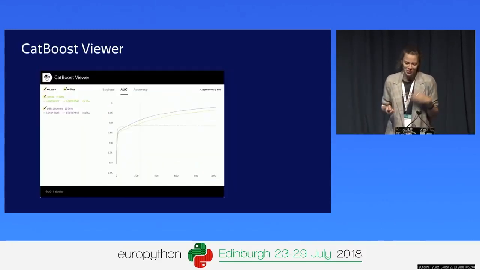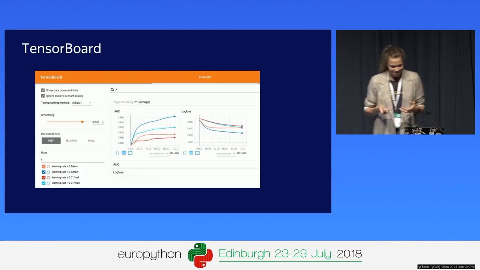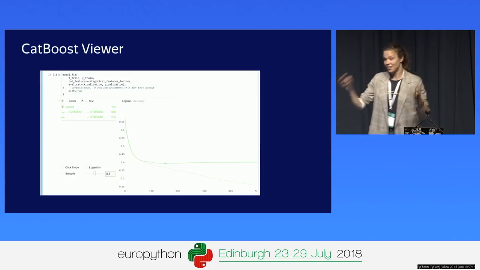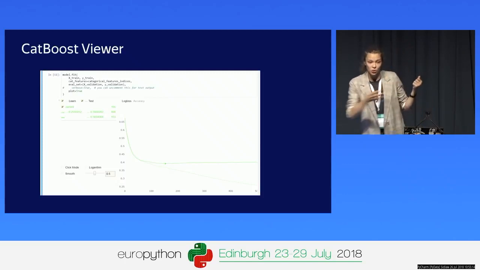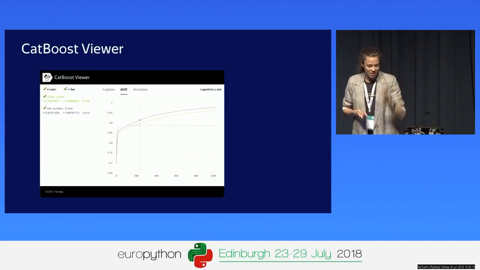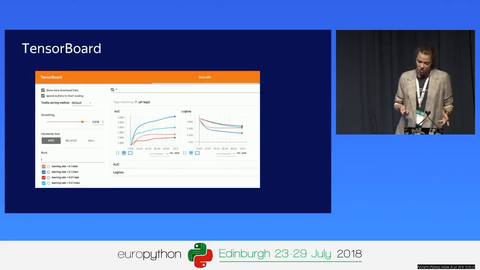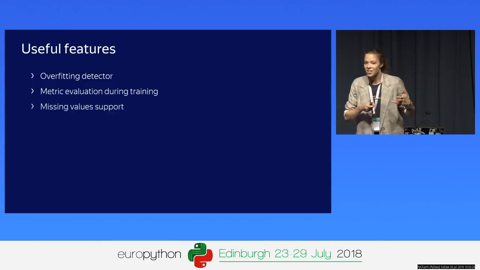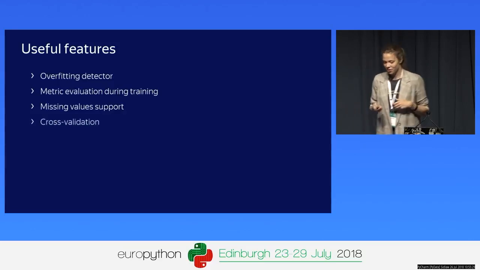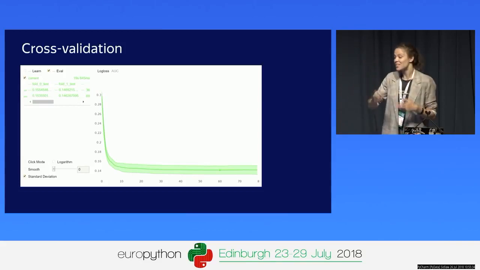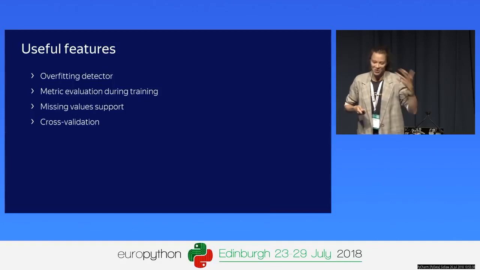There is a bunch of different features also in the library. Except for training, there is a lot of visualization. You can look at how your error changes during training using Jupyter Notebook, using a separate CatBoost viewer, or using TensorBoard. You can also try training on a dataset with missing features. You can use cross-validation. We have also visualization for cross-validation that is also running inside Jupyter Notebook. So there is a bunch of stuff to try.